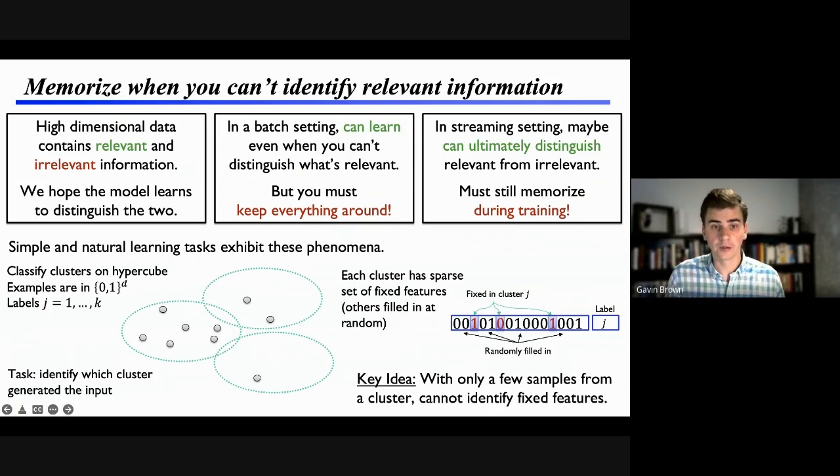We saw a few simple examples, including this one of classifying clusters on the hypercube, where in this example, if you only have a few samples, you cannot identify which features are relevant and which are irrelevant to the task.